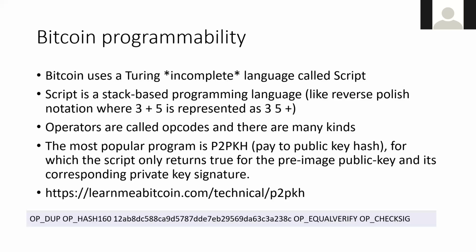So Bitcoin is programmable. Bitcoin uses a Turing incomplete language called Script. Script is a stack-based programming language. It's kind of like reverse Polish notation. Operators are called opcodes, lots of different kinds. Many kinds are just disabled for the sake of security. The main reason Bitcoin isn't Turing complete is for security. So the most popular script is called P2PKH, which is pay to public key hash. It's a sort of compressed way of paying to a public key.